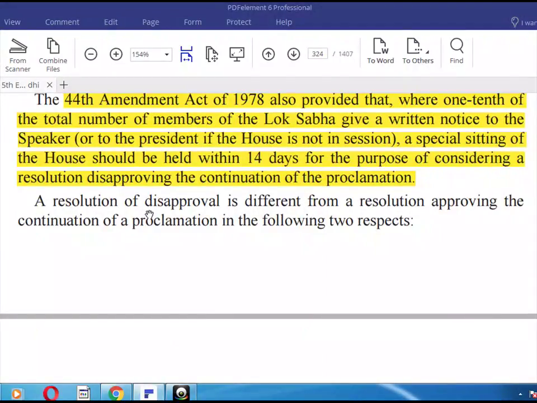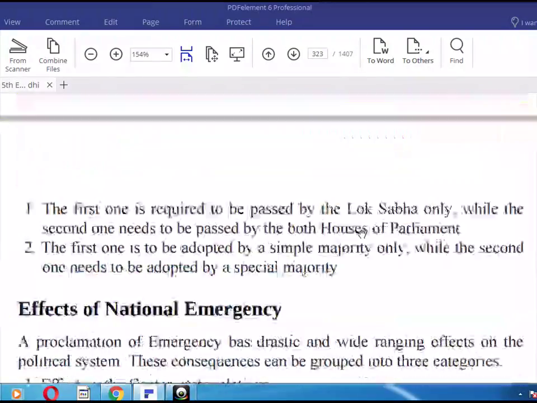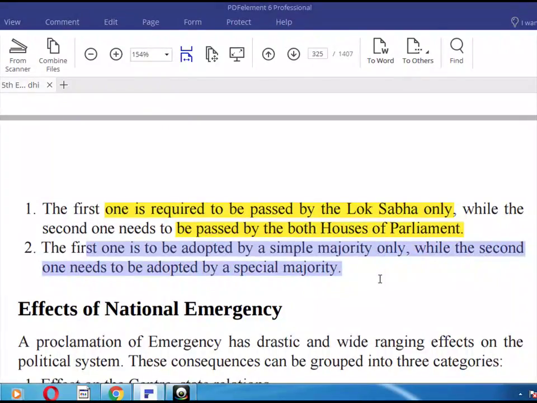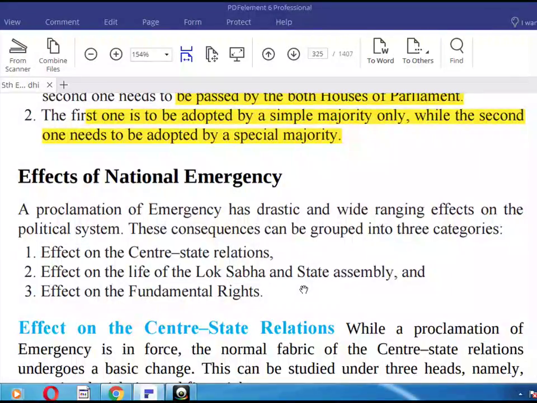A resolution of disapproval is different from the resolution approving the continuance of the proclamation in the following two respects. The first one is required to be passed by the Lok Sabha only, while the second one is to be passed by both the Houses of Parliament. The first one is to be adopted by a simple majority only, while the second one needs to be adopted by a special majority. Effects of the national emergency.